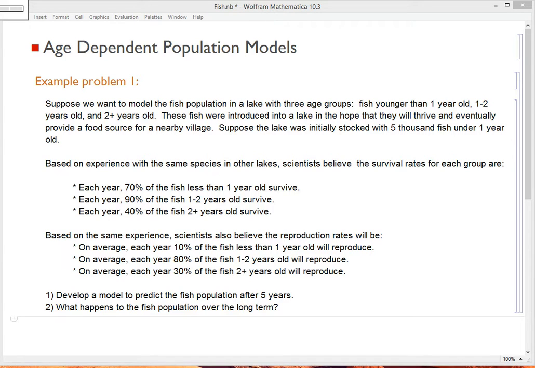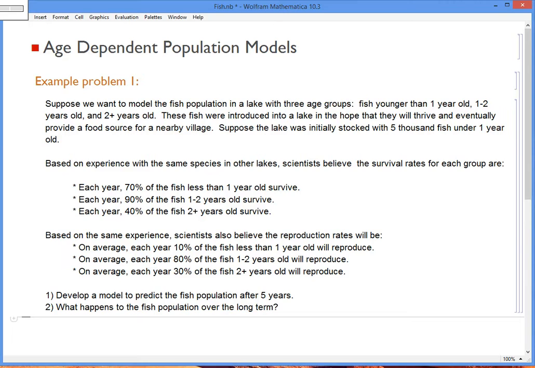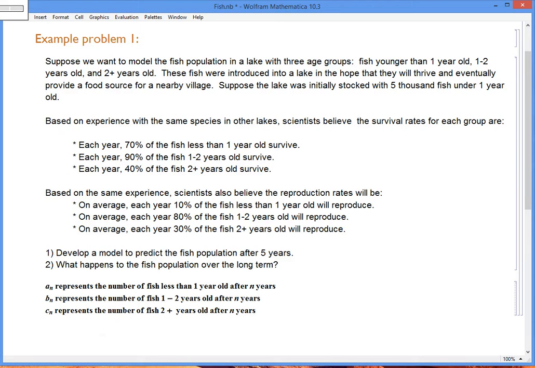All right, so I'm just going to jump straight into solving the problem. You might want to pause it and read this. But the first thing I'm going to do is define some variables. For the sake of time, I got them pre-typed over here, so I'm going to paste them in. I'm going to create these variables a sub n, b sub n, and c sub n, where a sub n represents the number of fish less than 1 year old after n years, b sub n represents the number of fish 1 to 2 years old after n years, and c sub n represents the number of fish 2+ years old after n years.